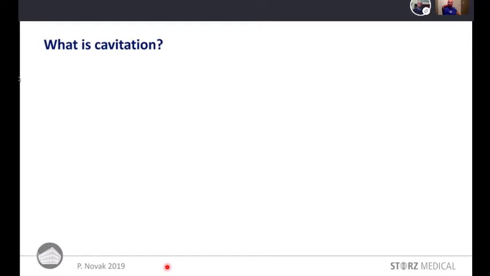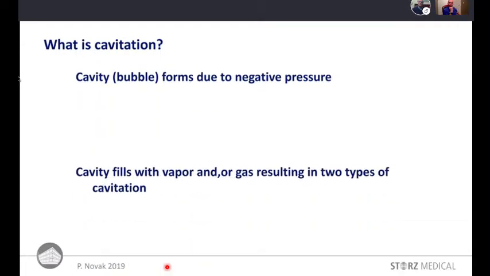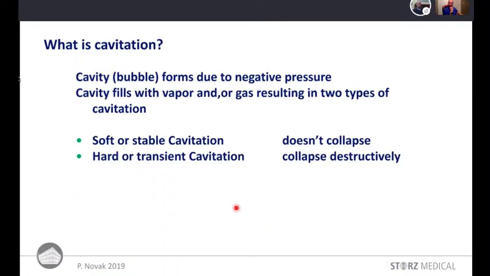And now to the special chapter, cavitation. Cavitation basically describes the formation of bubbles. We can see here that there are two types of cavitation. The bubbles form due to negative pressure, and this means that it's not only shock waves that can generate cavitation. It can also happen at different physical conditions.